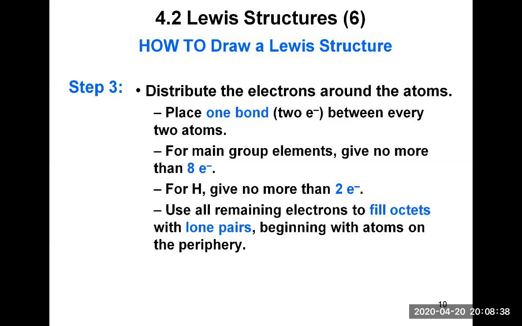Once you have done your single bonds, then you use all the remaining electrons to fill the octets with lone pairs, starting from the atoms on the periphery. That means you do not start with the central atom, you start with the atoms on the periphery around it. And then you count the number of electrons left as you go to see what you will need to do next.